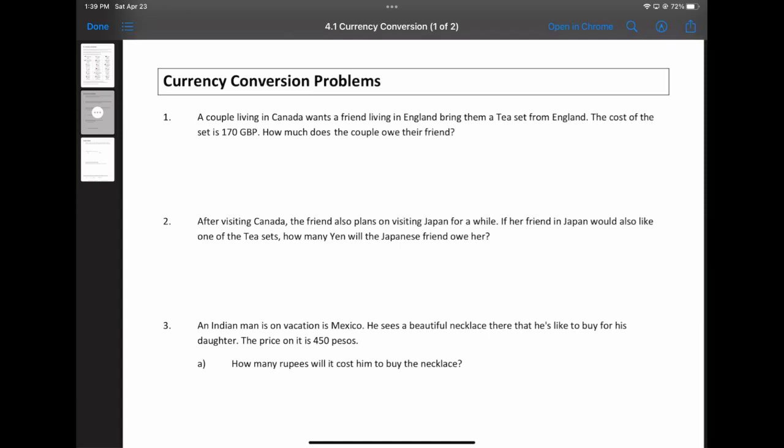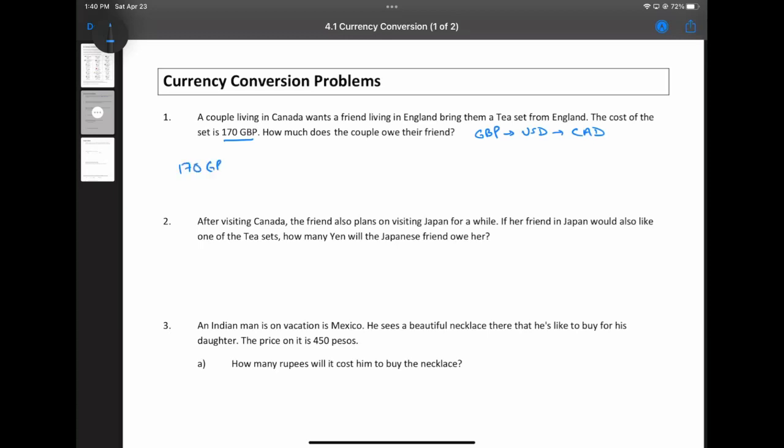Okay, so we set this up like any other unit conversion. We know we have 170 Great British pounds, or GBP, and we want to convert that into Canadian. So now I'm going to go GBP, and you'll notice that there is no direct equivalency in Canadian. We're going to go through US dollars to get there, and then go to Canadian dollars, or abbreviated, that's just CAD.